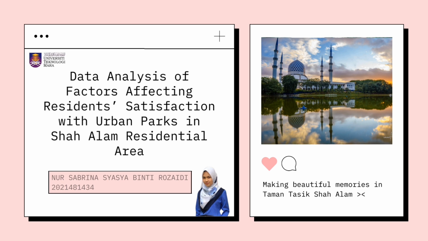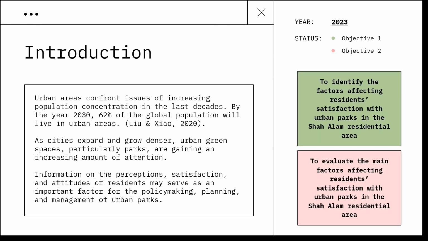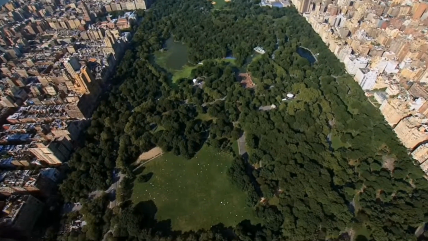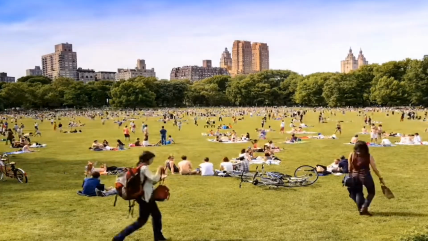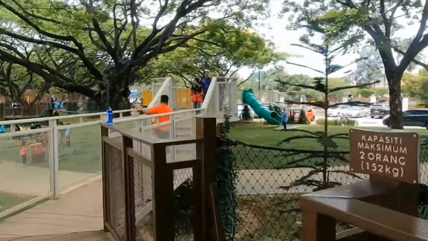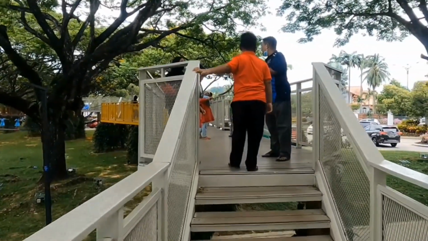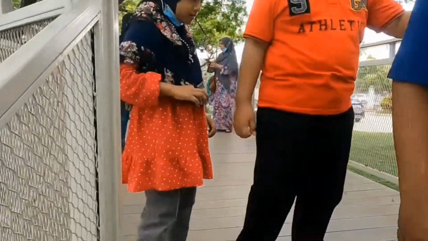In this video, I will show you the data analysis of factors affecting resident satisfaction with urban parks in Shah Alam residential area. Urban areas confront issues of increasing population concentration in the last decades. By the year 2033, 62% of the global population will live in urban areas, according to Liu and Xiao 2020. As cities expand and grow denser, urban green spaces, particularly parks, are gaining an increasing amount of attention. Information on the perceptions, satisfaction, and attitudes of residents may serve as an important factor for the policy making, planning, and management of urban parks.